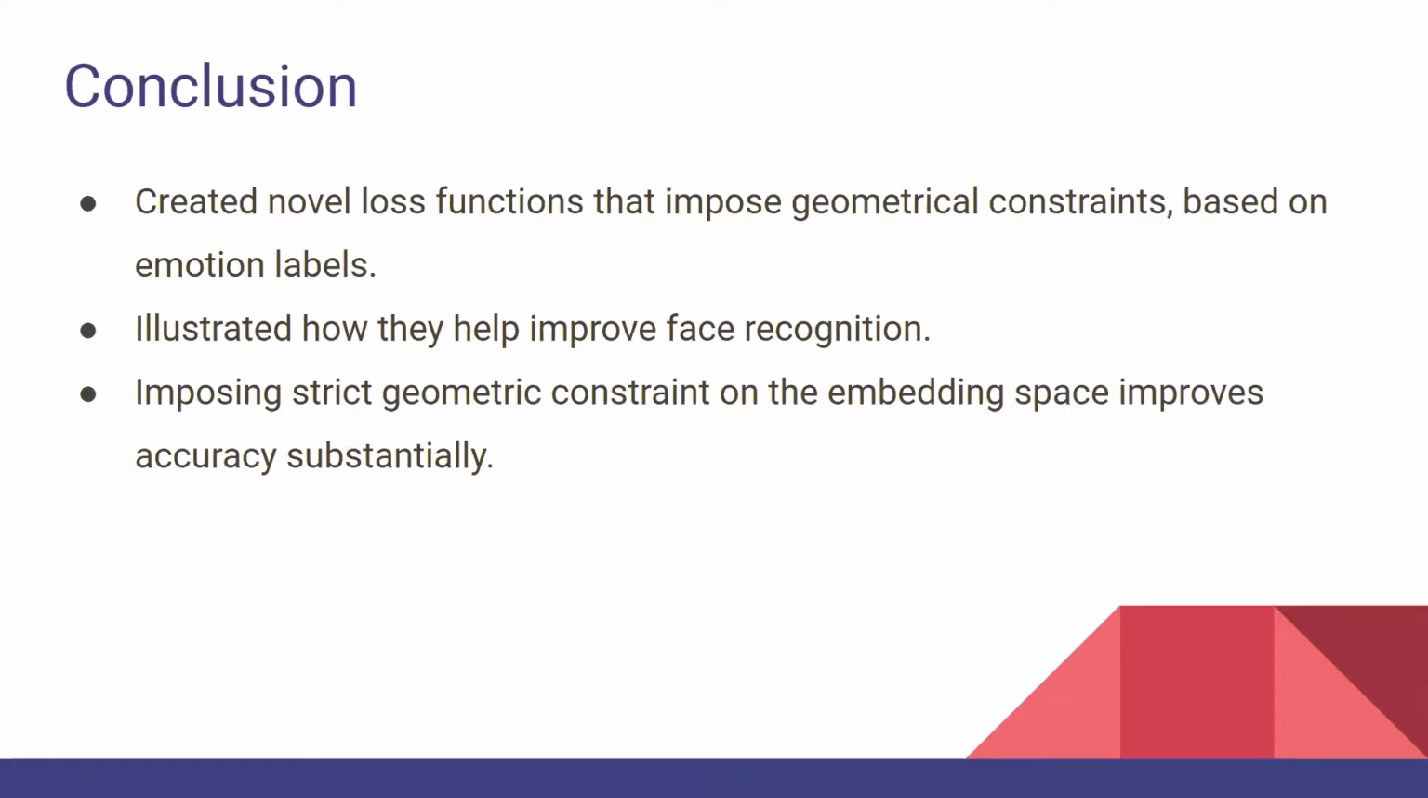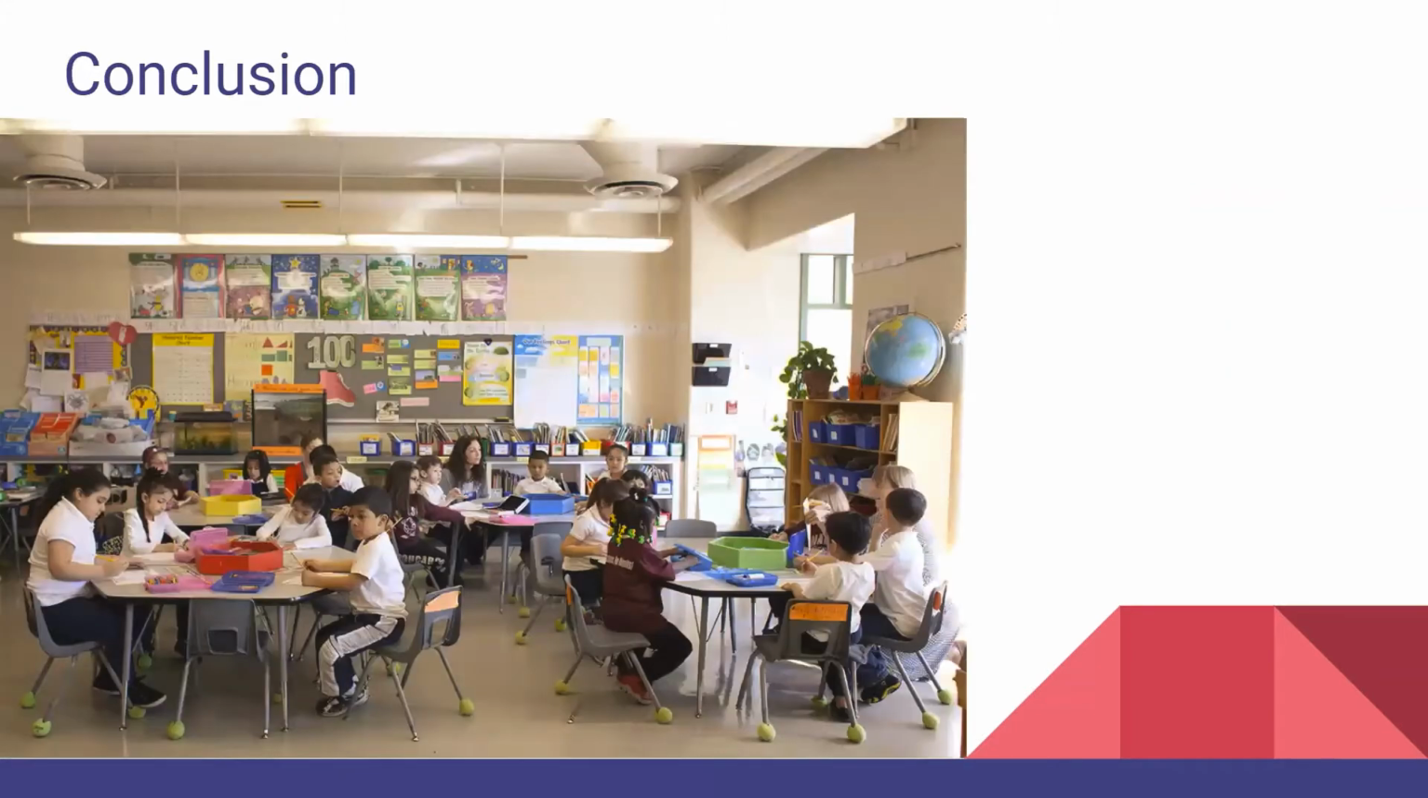In conclusion, we created several novel loss functions that impose geometric constraints on the embedding space utilizing emotion labels. We illustrated how they help improve face recognition. We also saw that strict geometric constraints on the embedding space improve the accuracy of face recognition substantially. We hope to utilize this technology to provide teachers in classrooms with feedback about their interactions with the students.